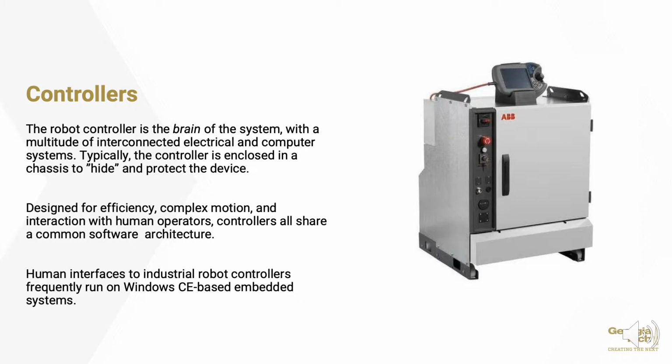Now each robot has a controller, which is the brain of the system, like a CPU. These controllers have a lot of interconnected electrical and computer systems, and they're usually enclosed in a chassis to provide protection from the physical environment, because some of those manufacturing environments are kind of harsh, but also just to hide the controller out of the way. Controllers themselves are designed for efficiency, to provide complex motion and interaction with human operators. And they typically all share a common software architecture. In a lot of cases, the interfaces to these controllers run an embedded version of Windows CE.